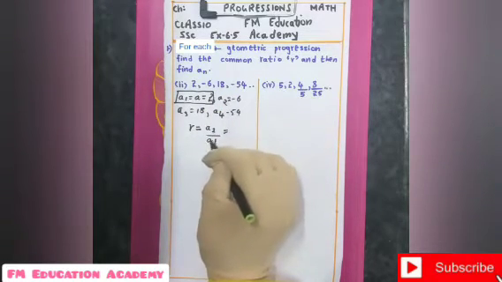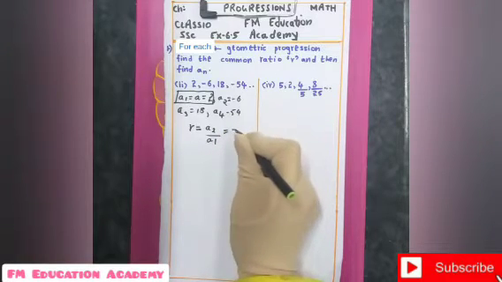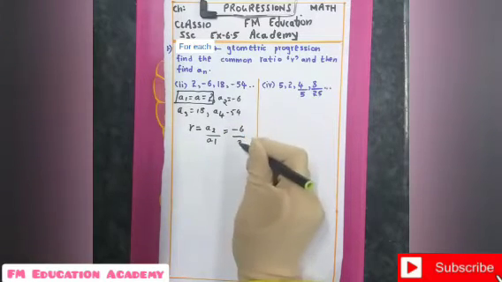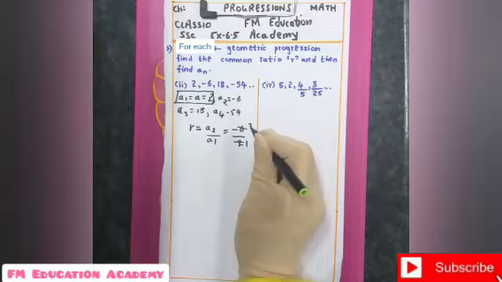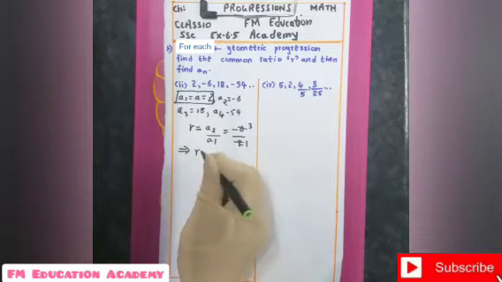So R is equal to A2 by A1. A2 I have is minus 6 and A1 I have is 2. 2 1s are 2, 2 3s are 6. So R I got is minus 3.